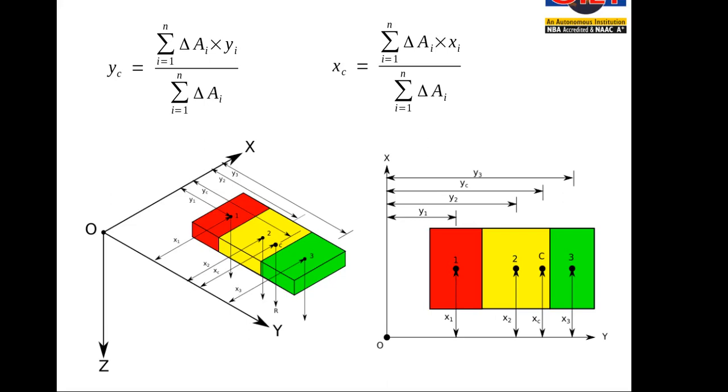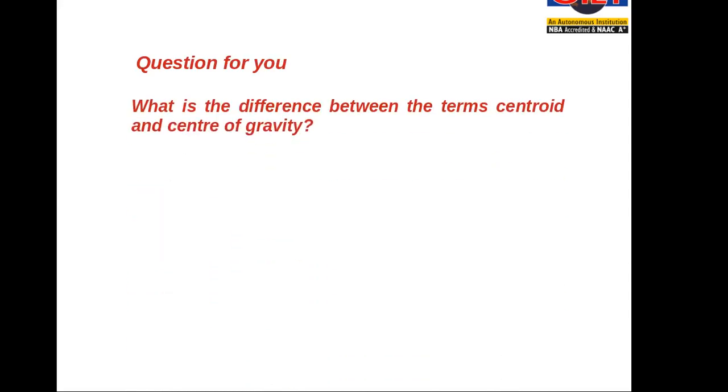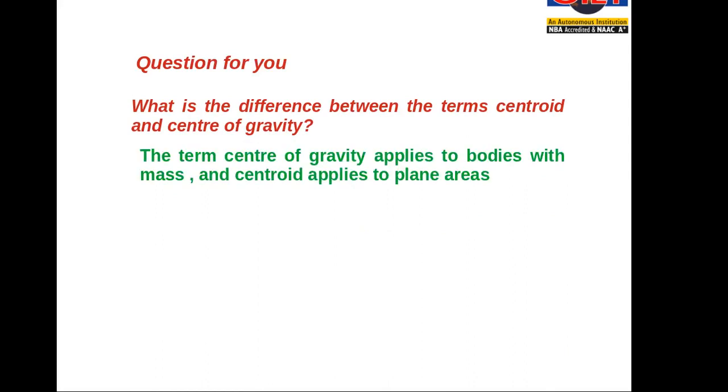So, centroid is nothing but center of gravity concept applied to bodies of negligible weight because of their very infinitesimal thickness. So now the question for you is, what is the difference between the terms centroid and center of gravity? That is, the term center of gravity applies to bodies with mass, that means of considerable weight, and centroid applies to plane areas.